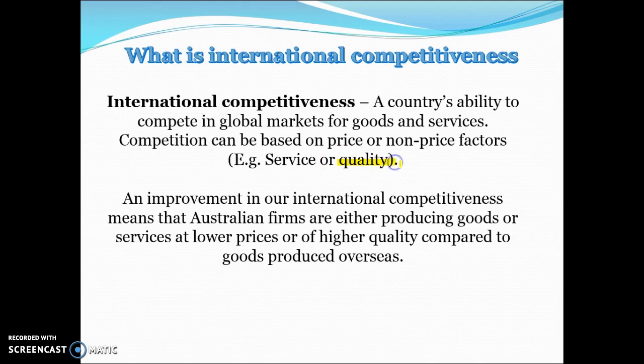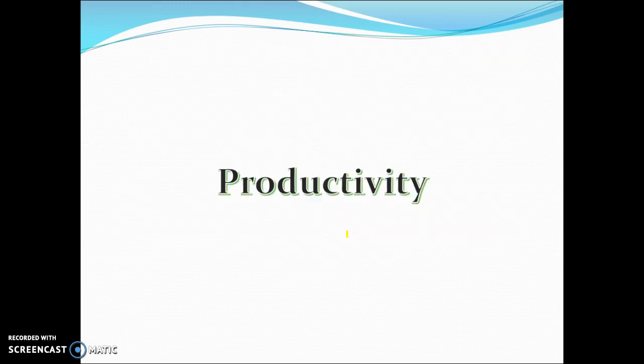An improvement in our international competitiveness means that Australians are either producing products cheaper or at a higher quality compared to overseas. If you get asked to define the word international competition, what that means is referring to how many producers there are in an industry worldwide. So it's a little bit different to international competitiveness. So the first factor is productivity.